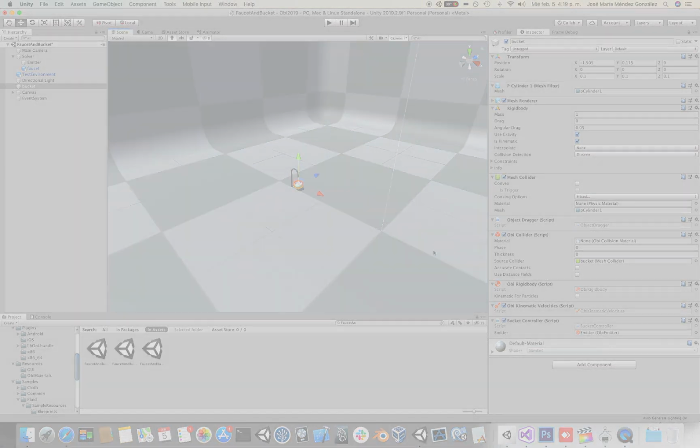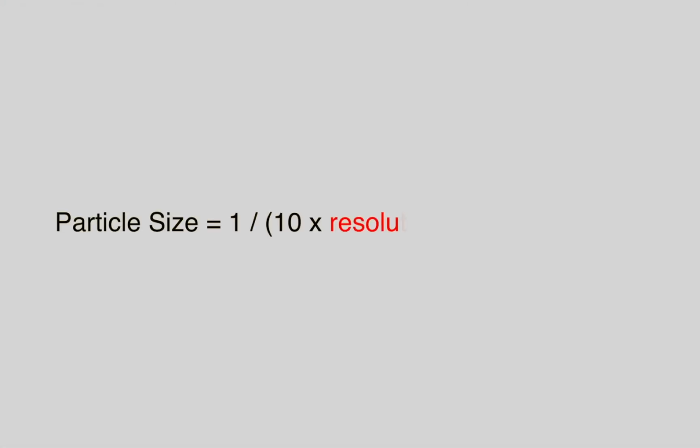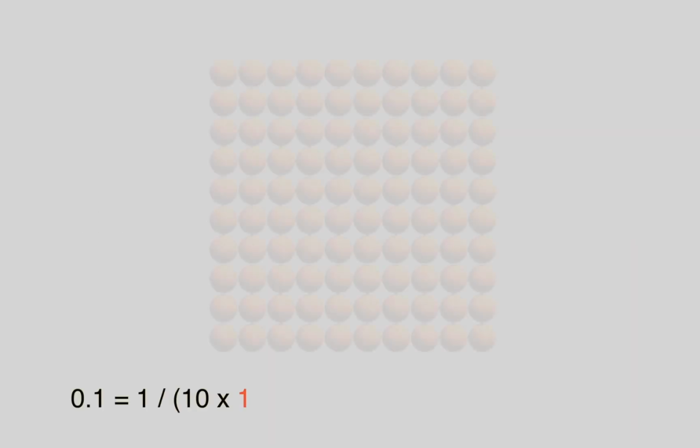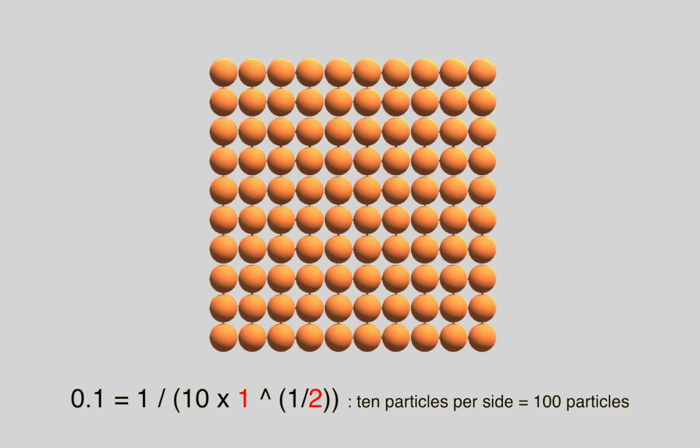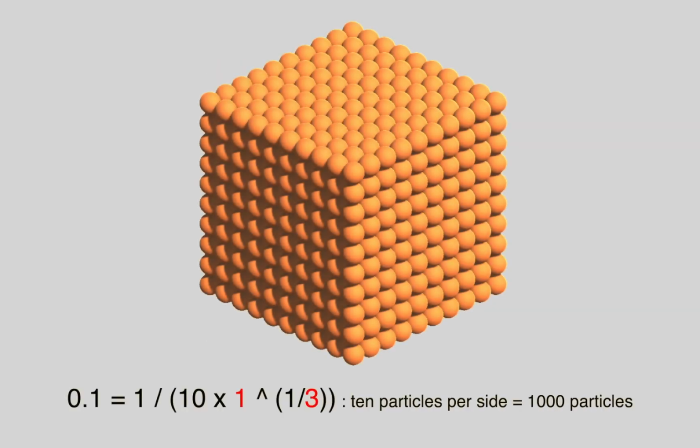Fluid resolution is a parameter of the fluid blueprint that controls the amount of particles per volume unit. In 2D, a resolution of 1 will size particles so that 100 particles fit in a 1 square meter grid. In 3D, the same resolution would fit 1000 particles in a 1 cubic meter grid.